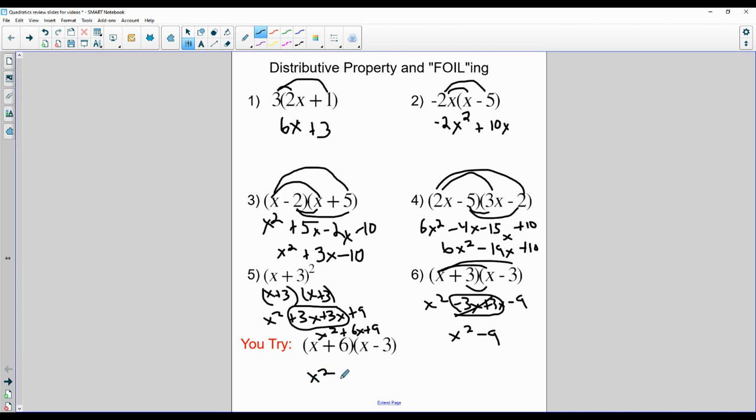Okay? You should get x squared minus 3x plus 6x minus 18. And then when you combine like terms, you should get x squared plus 3x minus 18. All right.